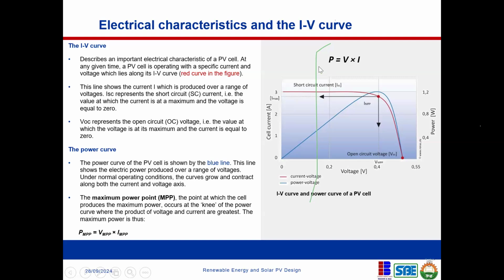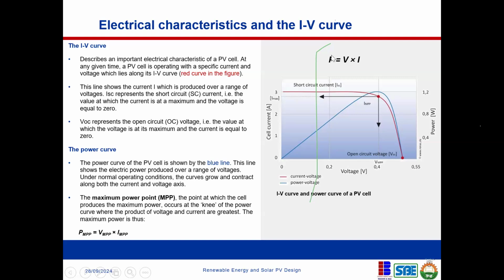So fine, remember this formula, P is equal to voltage times current. So when your voltage is maximum, your current is zero, so your power is also zero. When your current is maximum, your voltage is zero, so your power becomes zero. So here lies the problem. At what point in this red line would you have a combination of current and voltage that will give you the maximum power, right? At what point along this line would you have current and voltage that will yield the maximum power?